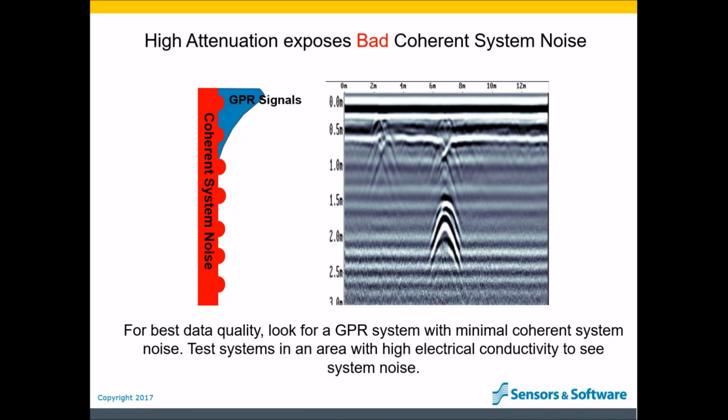The important lesson here is that very flat reflectors in your GPR data are more than likely not real signals from the subsurface. They are coherent system noise. But they can look like boundaries, and if you're looking for a boundary, like maybe the water table, which you expect to be flat, they fit the bill very well.